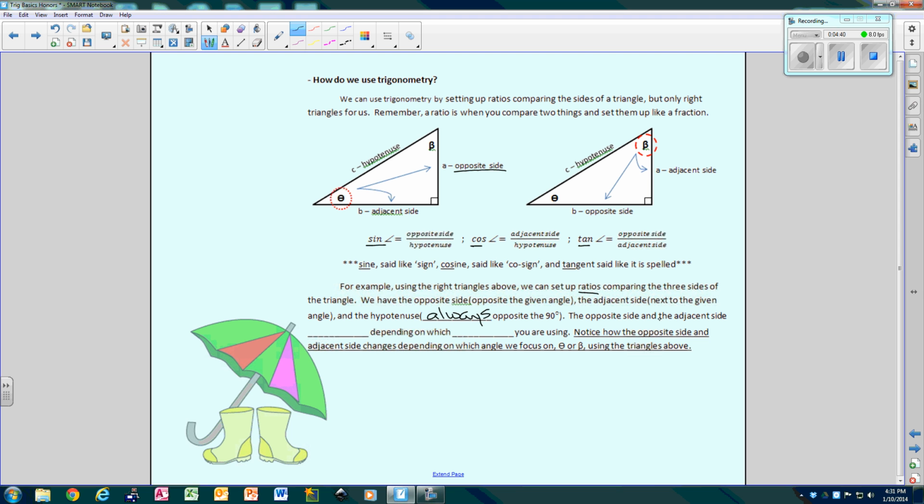So the opposite side and the adjacent side change. They're going to change depending on which angle you're referencing, okay? So notice how the opposite side and the adjacent side are going to change. When we had theta a while ago, this was opposite, but for beta, this was opposite. So it all depends on which angle you're talking about.